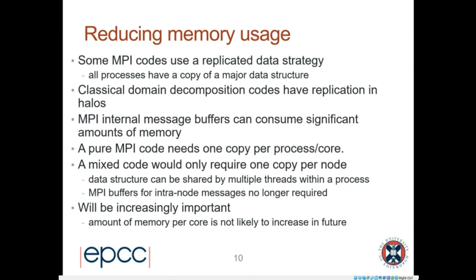The feeling is this will become increasingly important, because the memory per core is not likely to increase. On ARCHER2, I think we have 2 GB per core. I think that is correct. I think we have 256 GB of memory across 128 cores.